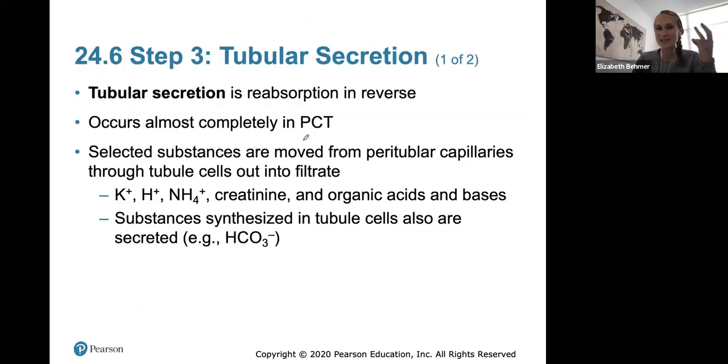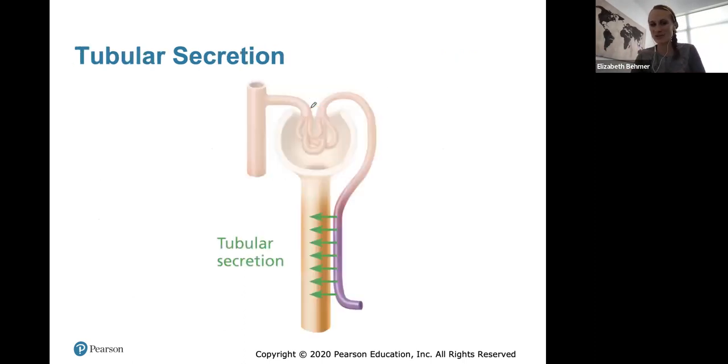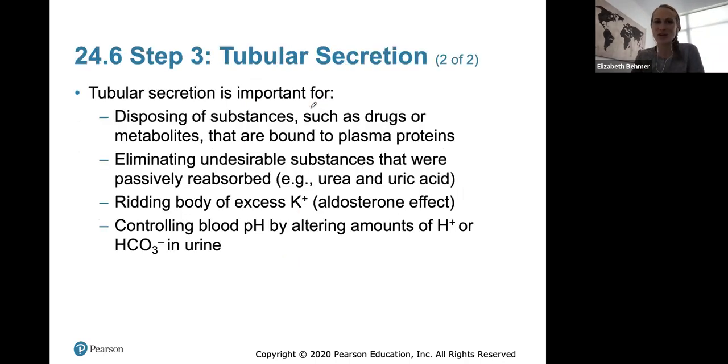Tubular secretion then is step 3. This is reabsorption in reverse, meaning we're secreting things back into the filtrate. It occurs almost completely in the proximal convoluted tubule when selected substances are moved from the peritubular capillaries through the tubular cells back into the filtrate. So this is secretion, moving things back into the filtrate.